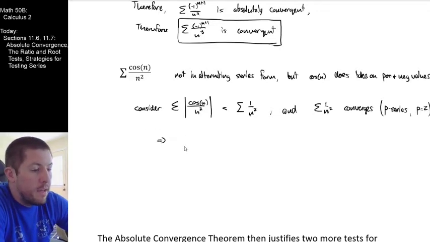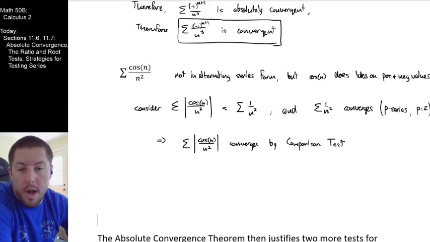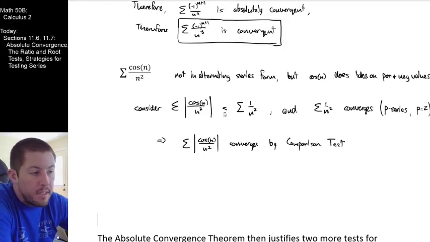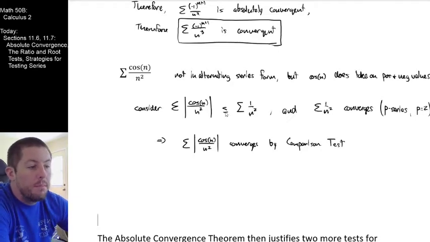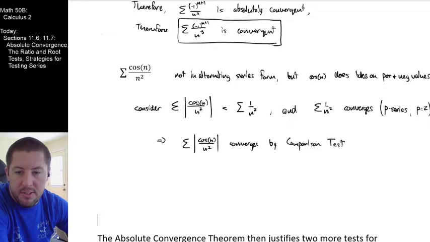Which implies to me that the series of the absolute value of cosine of n over n squared converges by the comparison test. We're recognizing here that cosine is at most 1, so the absolute value of cosine is less than or equal to 1 in all cases. Actually, I'll get rid of the "or equal to", because the series overall is guaranteed to be less than, since at least one of these cosine terms is going to be less than 1.